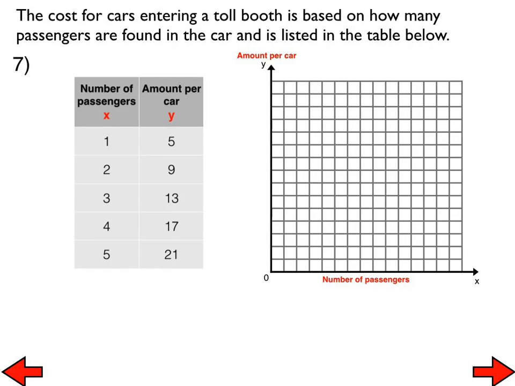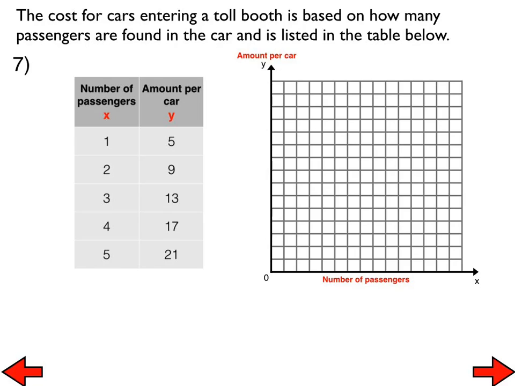Number 7. The cost for cars entering a toll booth is based on how many passengers are found in the car and is listed in the table below. Of course, the question I'm about to ask you is whether it is a function or not. Figure that out, and then we'll have you discuss that with your shoulder partner. All right, so there's a reason why this one is the last one of this type of problem for today. I think a few of you weren't sure and you shied away from graphing because you knew you couldn't fit some of those ordered pairs on the graph.